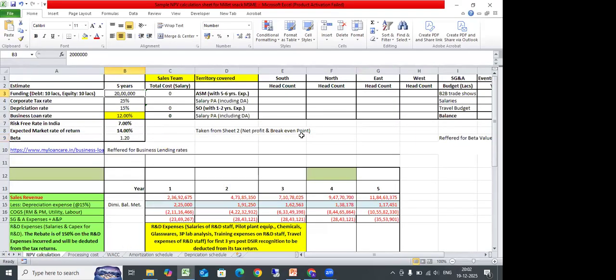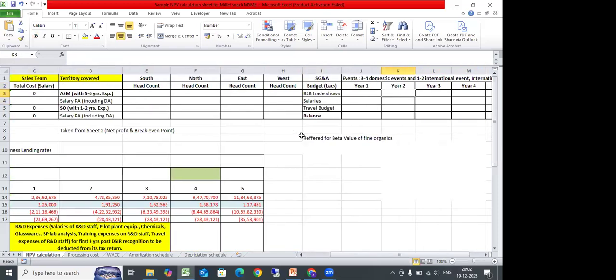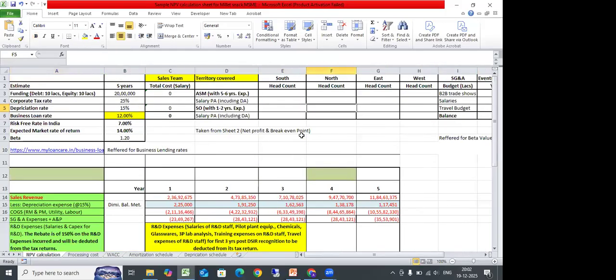Now what I have taken, I'm doing an estimate for 5 years. All those ASM, SO, I have not planned; you can plan that accordingly, along with B2B trade shows, salaries, travel budgets, A&P expenses and all. So basically I have not touched that part. That you can derive according to your planning. Now corporate tax rate is 25%, 15% is your depreciation, business loan rate is 12%, risk-free rate, again the same thing which I have discussed before.